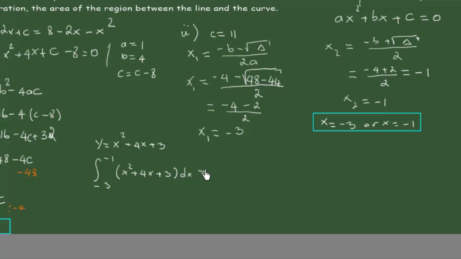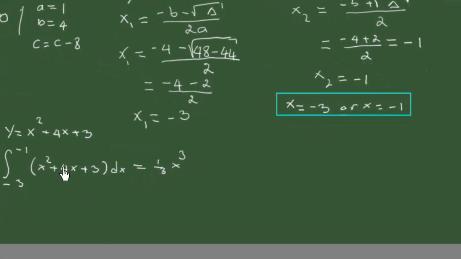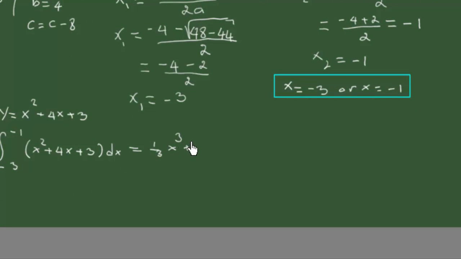And of course, we're going to integrate term by term here. The first one, x squared, when we integrate it, gives us 1/3 of x to the power 3. And plus 4, and then we integrate x, which is 1/2 x to the power of 2. And then plus 3x, and of course, plus the constant of integration c. And in the interval of minus 3 to minus 1.